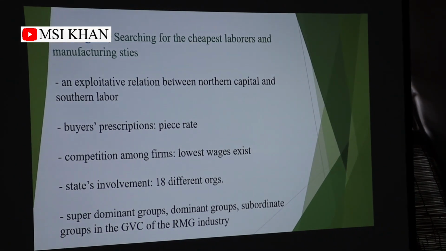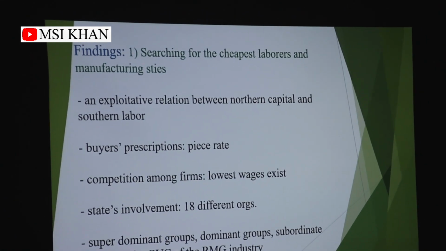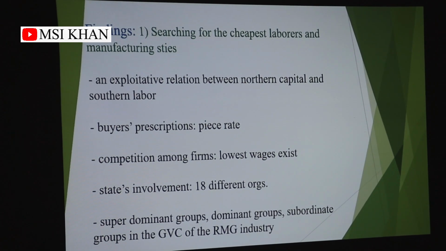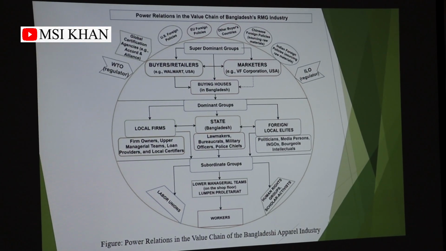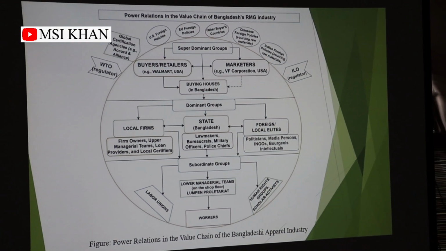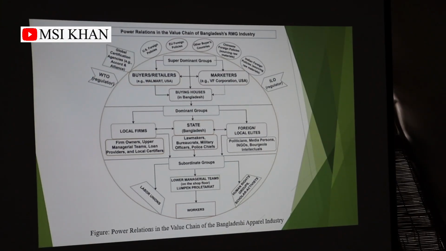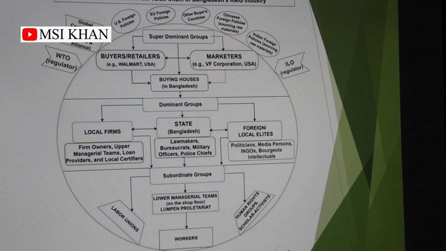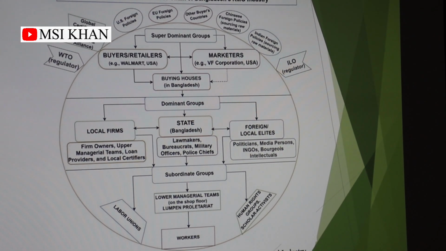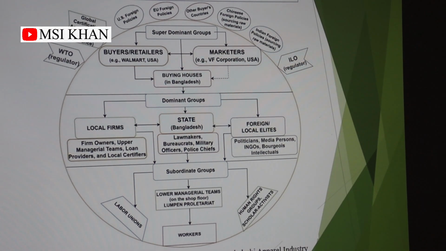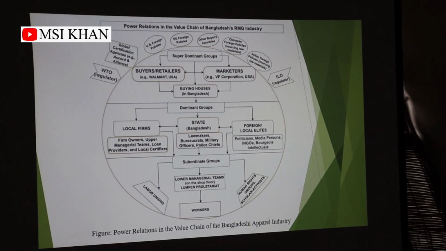So then another one is, because this industry is located in the global value chain, I identified 3 major types of groups: super dominant groups, buyers, including others; dominant groups, local firms; subordinate groups, workers. So see the graph here. At least 27 different agencies are involved with this industry. Here is the super dominant group, here is the dominant group, here is the subordinate group. And you can see the entire world is actually cooperating with this industry. Simple, very simple.